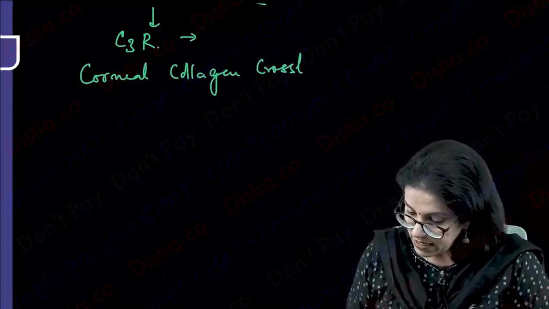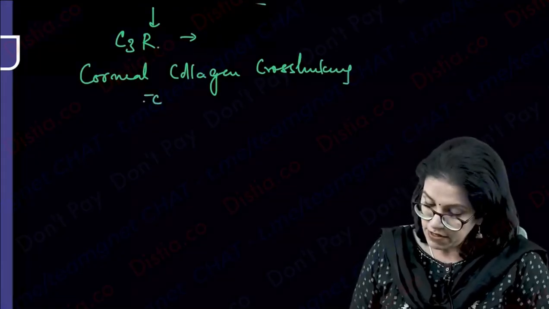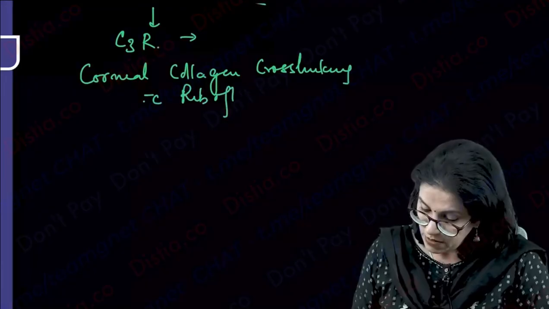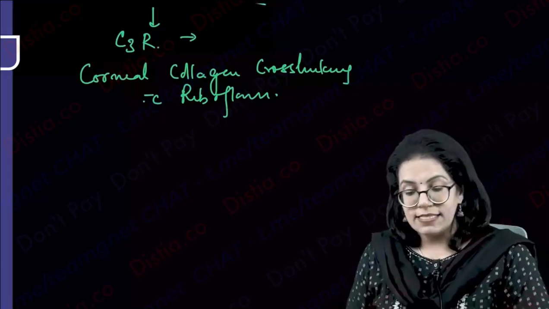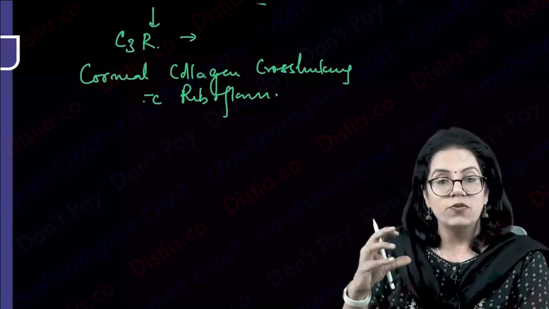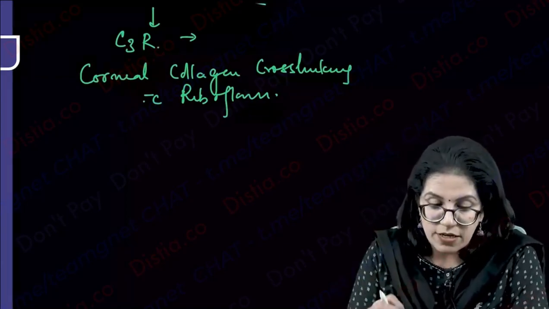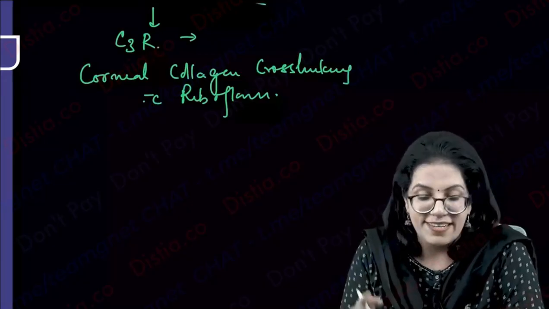with riboflavin. These are the 3 C's with riboflavin. What are you doing here? You are putting riboflavin eye drops for 30 minutes and then you are exposing the cornea to the UVA rays. And while you are exposing, you are continuing putting riboflavin eye drops while exposing to UVA rays.